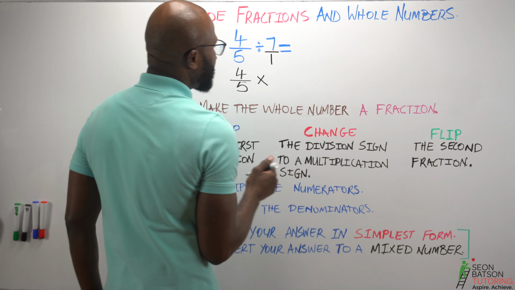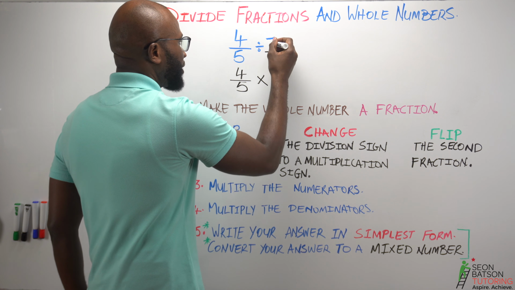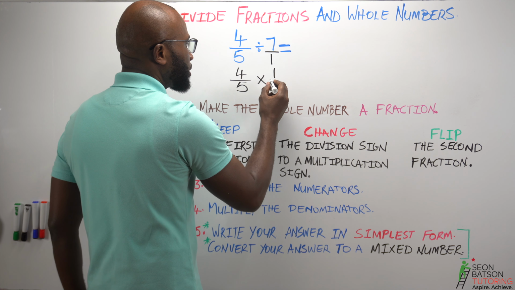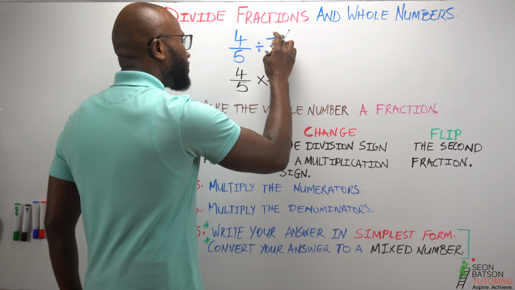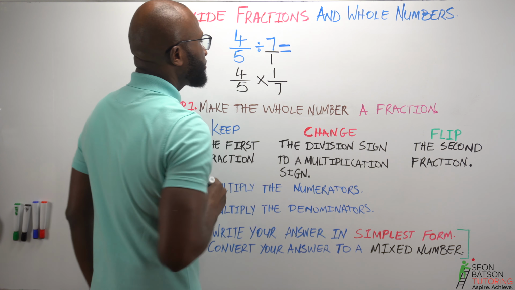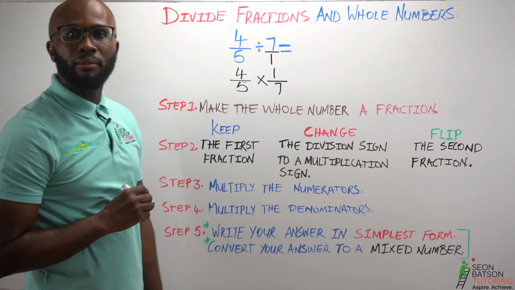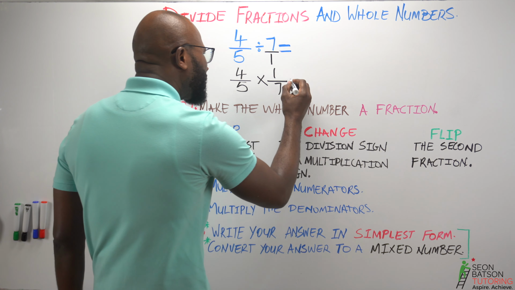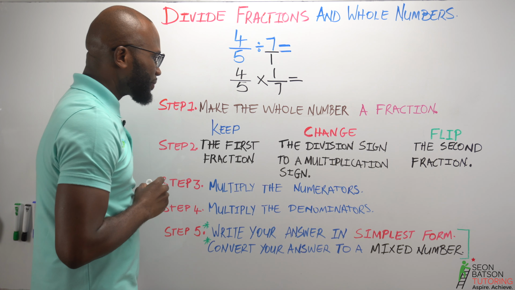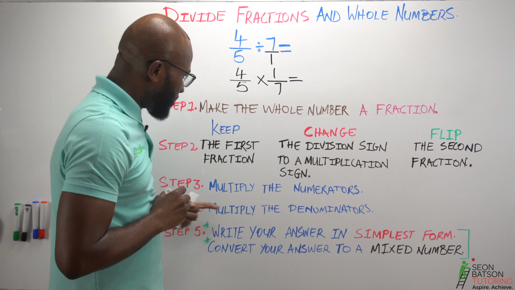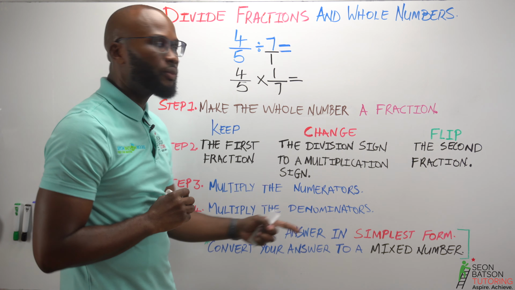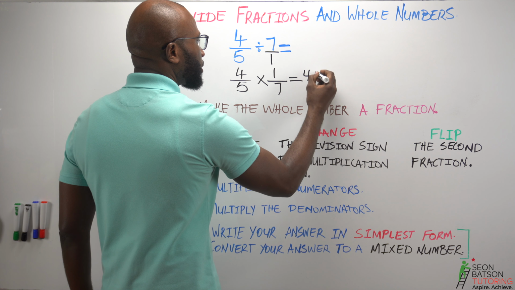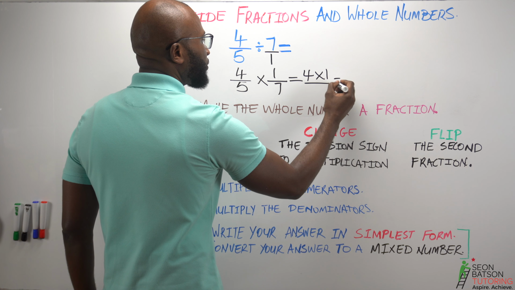Then we flip the second fraction. We have 7 over 1. If we flip it, this 1 at the bottom now goes to the top, and the 7 at the top now comes down to the bottom. Fun stuff, very simple stuff. Keep, change, and flip. Now we will multiply the numerators. Our numerators in this example are 4 and 1. And 4 times 1 will give us 4.